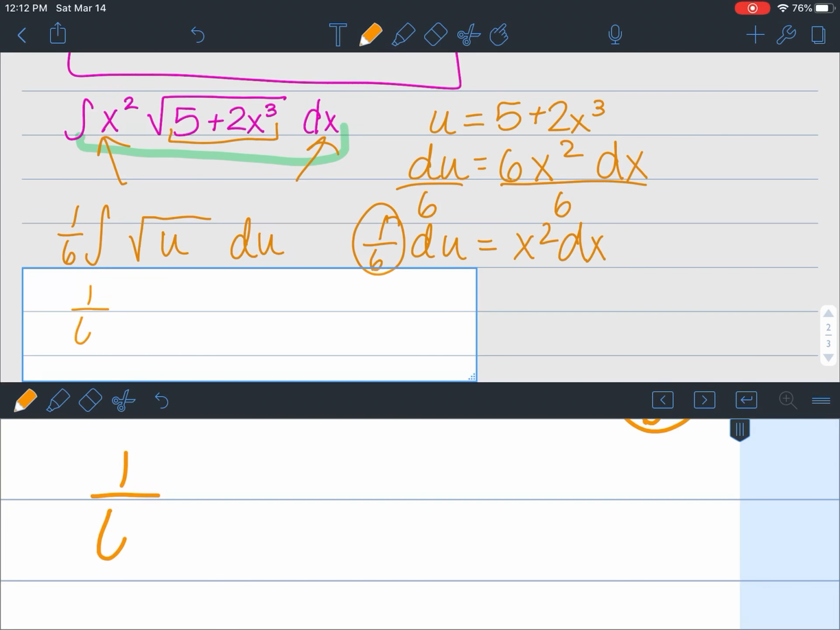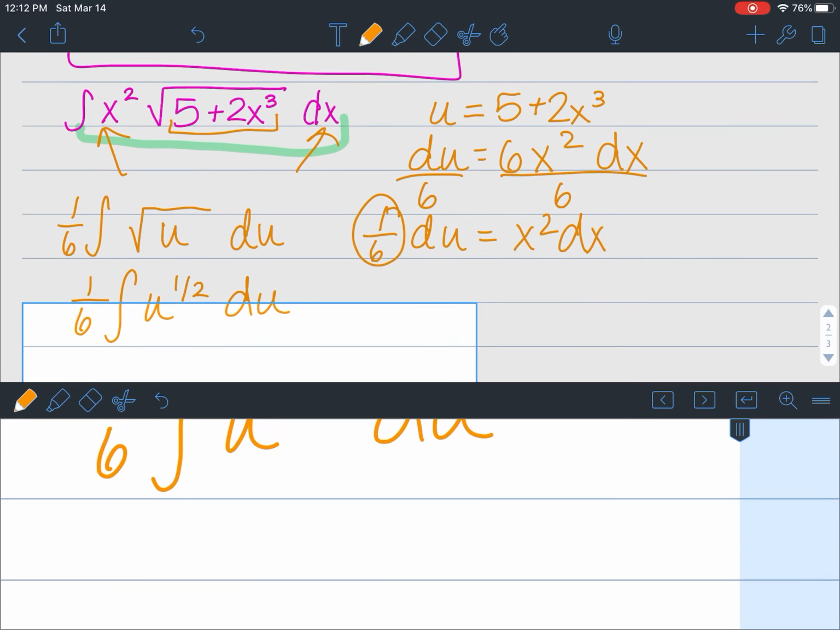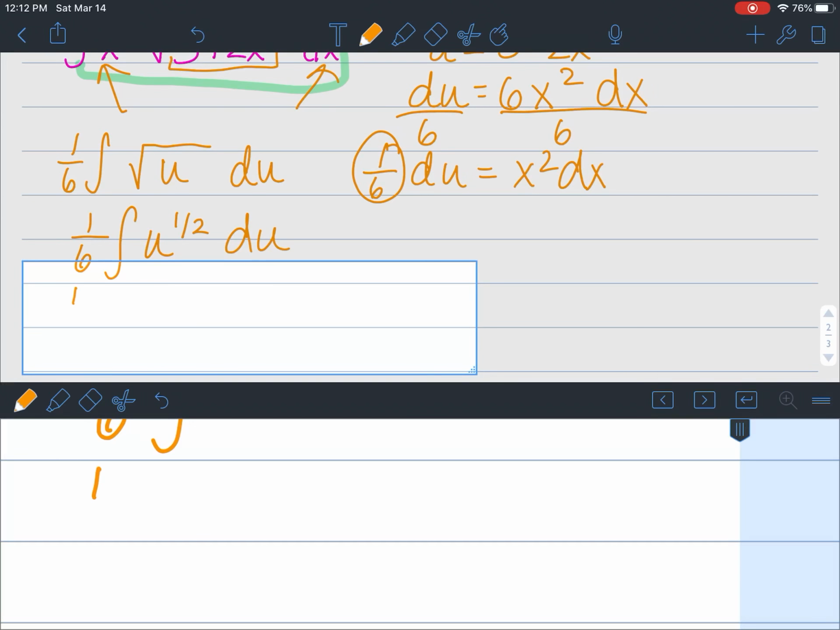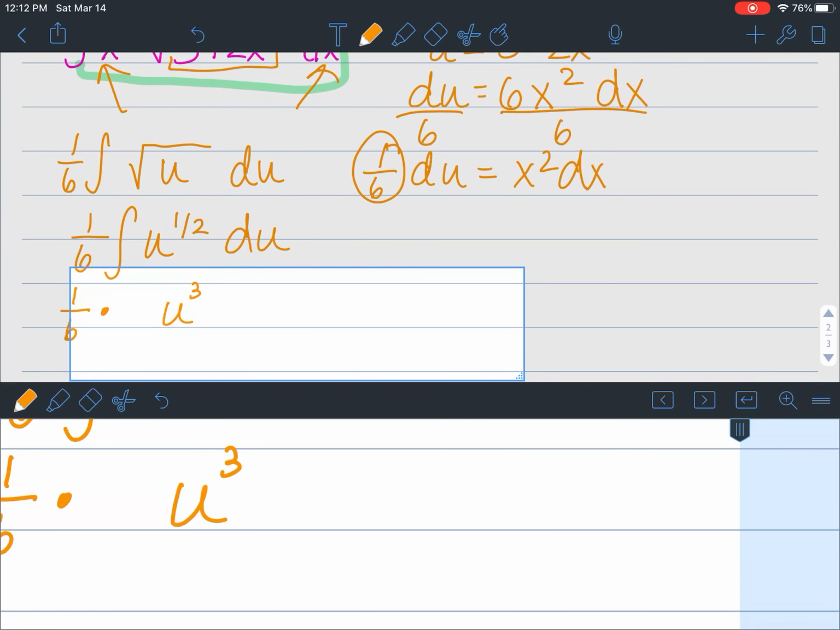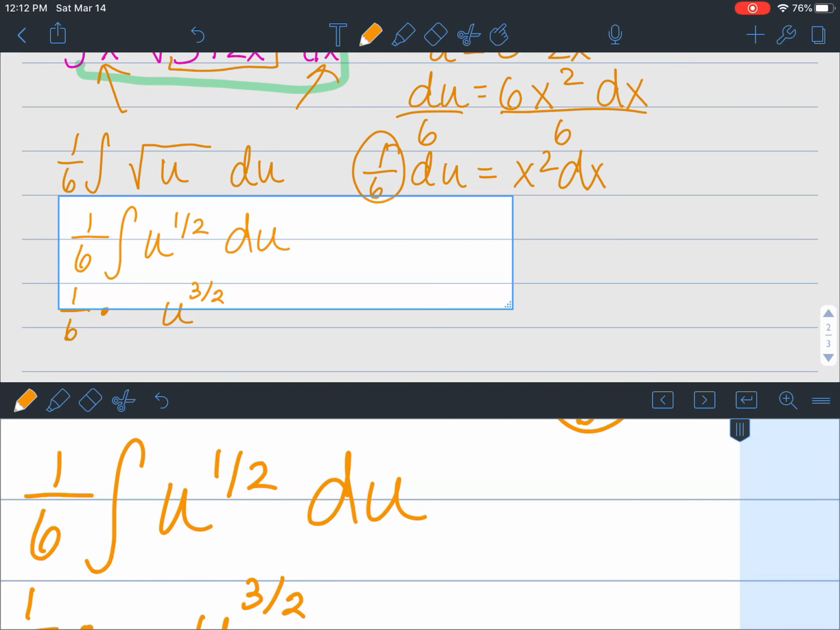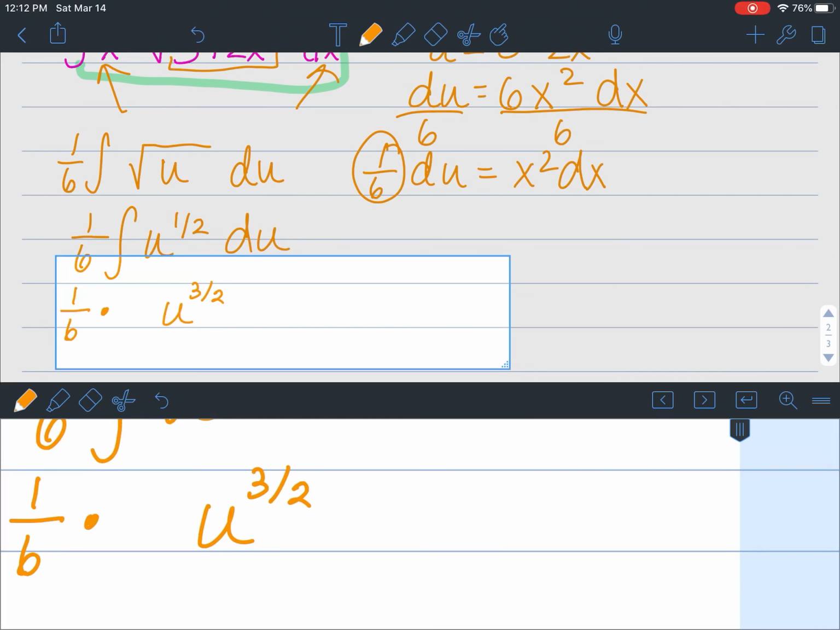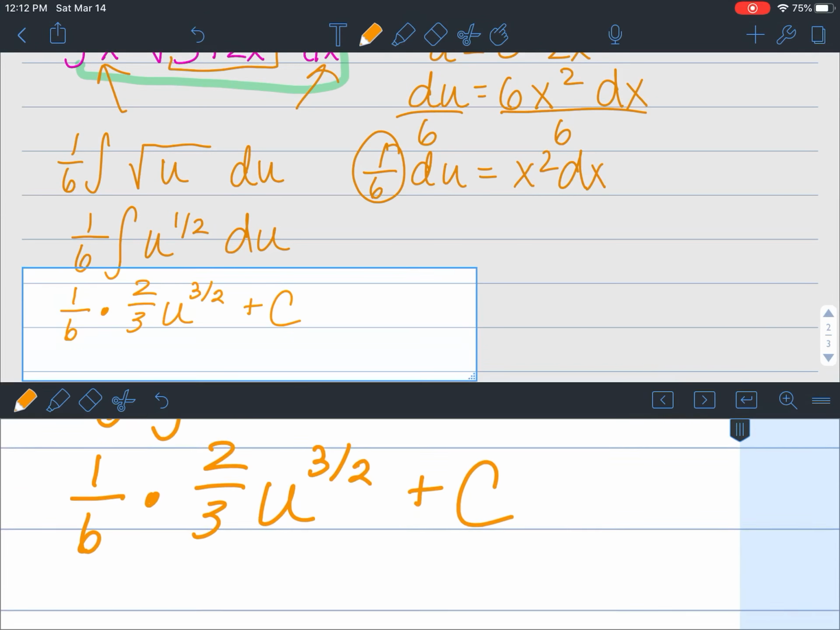Okay. However, we are going to take the square root of u and make it u to the 1/2 so that we can apply our power rule. And then just dragging down the 1/6, I'm going to add 1 to u's exponent. That's u to the 3/2. I'm going to divide by the new exponent, which is 3 over 2. But of course, that's a mess, so I don't actually want to do that. So instead, I'm going to multiply by 2/3. Don't forget your plus c.